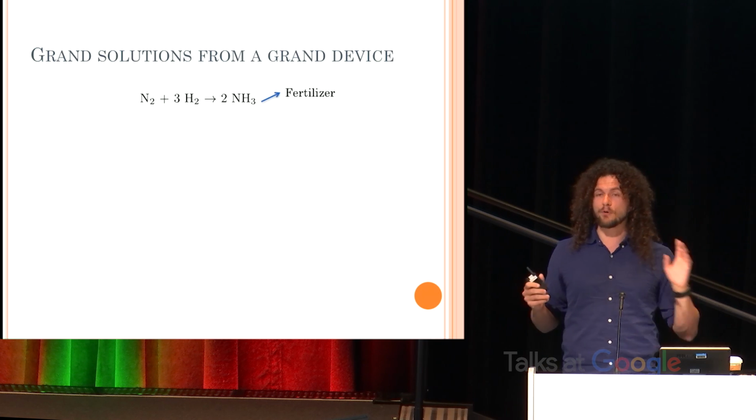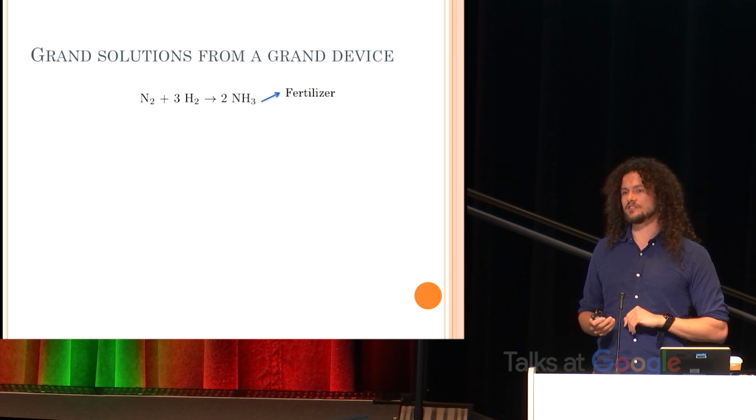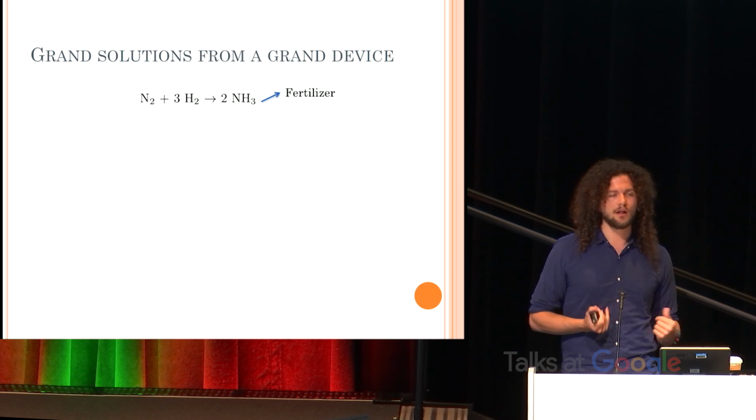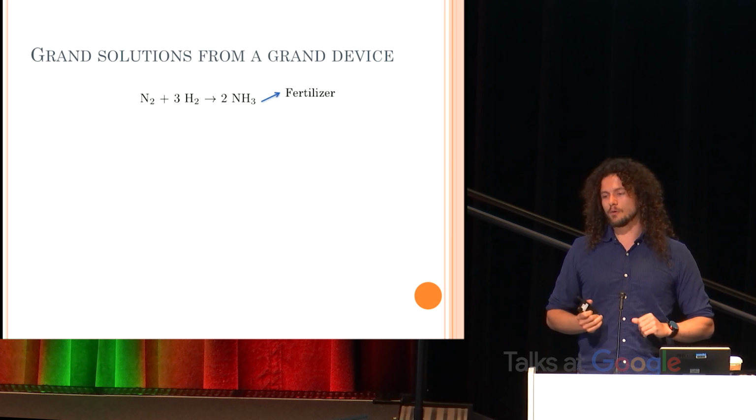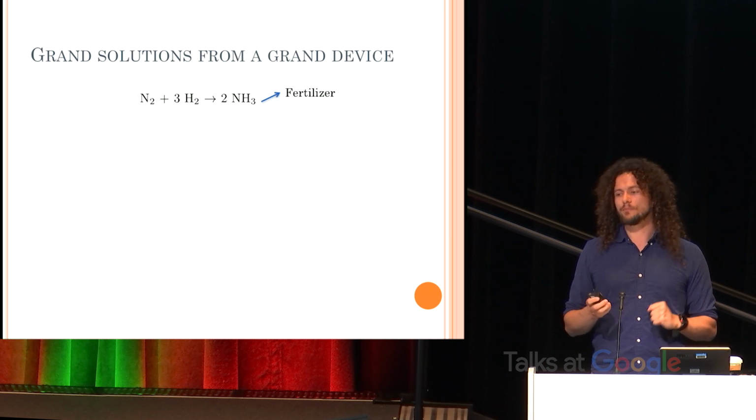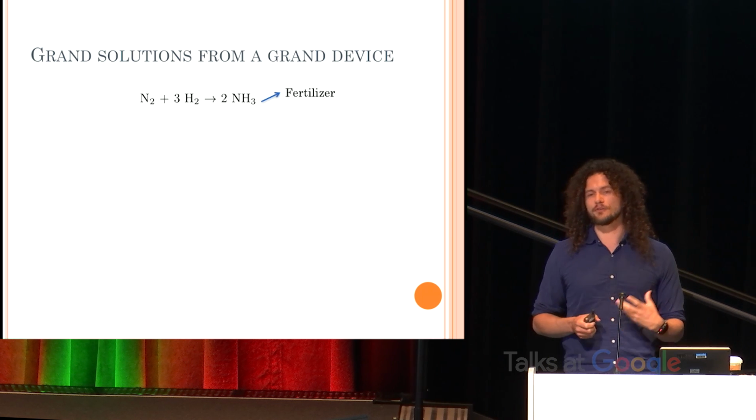And one problem that I want to highlight for this in particular, so you say that's a very general type of argument that you've made. What specifically are you going to look at? And I want to highlight for you one particular problem, which is the production of fertilizer from nitrogen.